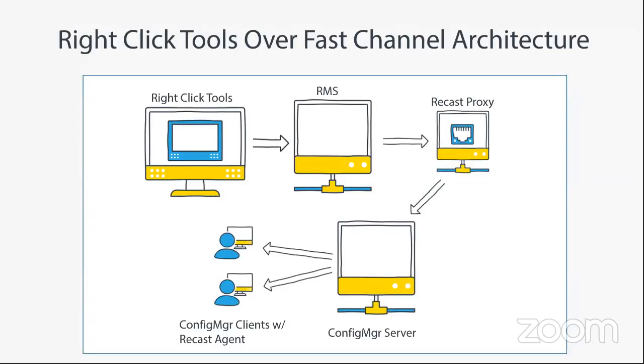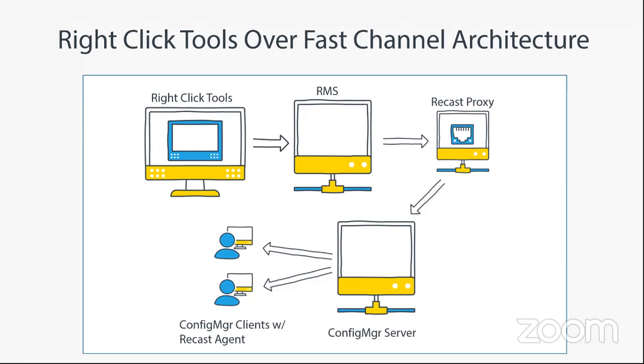All right, and the last scenario we're going to demo here is running the right-click tools over the Config Manager fast channel. This actually involves all of the components that we've talked about, right? Recast Management Server, Proxy, and Recast Agent. And the flow here is, you have the right-click tools installed, you send the action up to the Recast Management Server, and you set up a Config Manager fast channel route on your Recast Management Server. And when you're setting up that route, you'll have to set up a Config Manager scope with it.